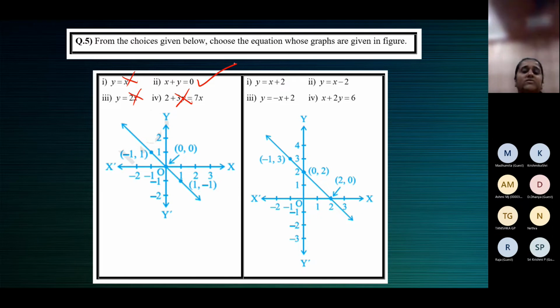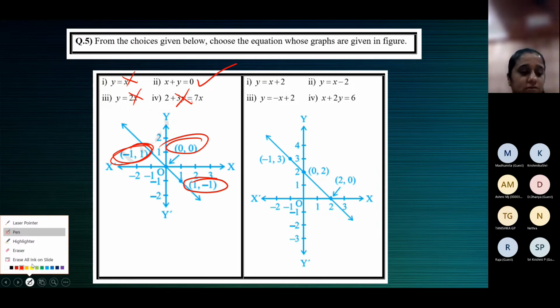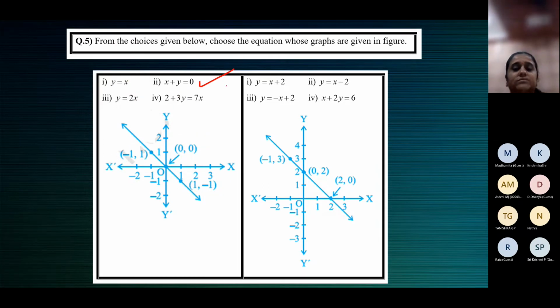So x plus y is equal to 0. And you can see here, the x coordinate plus the y coordinate is 0. So this is the correct option.